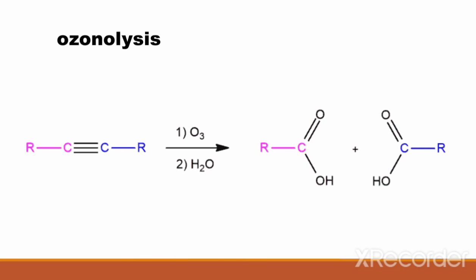The last one is ozonolysis, in which the alkyne will react with ozone, means oxygen that has three atoms, and the other reagent is water. In the presence of these compounds, it will convert into a final product. And this is the ozonolysis reaction.